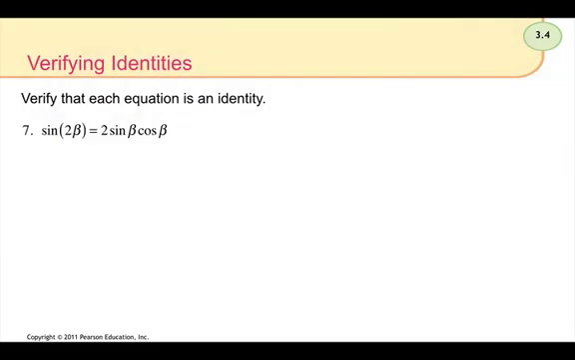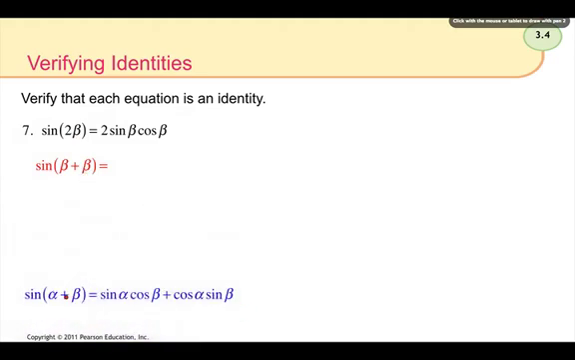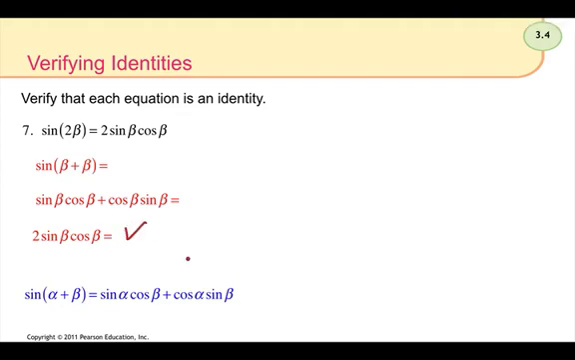So here's number 7. We need to verify this identity. We're going to be working with the left-hand side. We can express 2 beta as beta plus beta. From here, we use this identity, the sum identity for sine, since it is the same angle. Once I apply the identity, this is what I get. And notice that sine of beta cosine of beta plus cosine beta sine of beta is the same thing as 2 sine beta cosine beta, which is equal to the right hand side. We're done with 7. Let's move on to number 8.